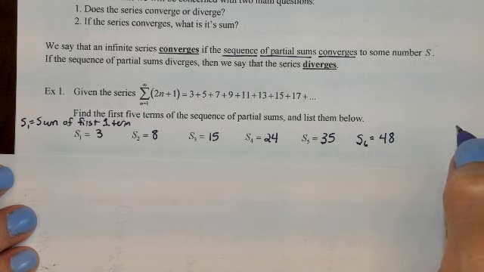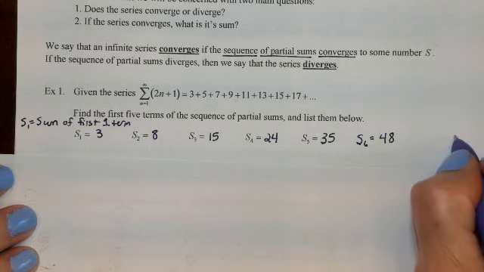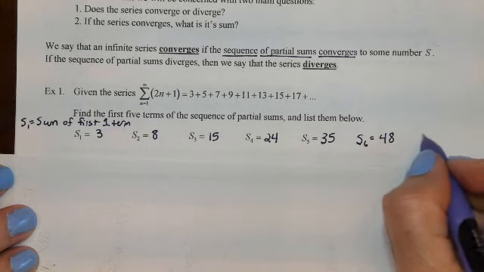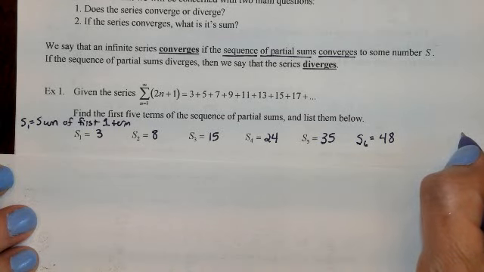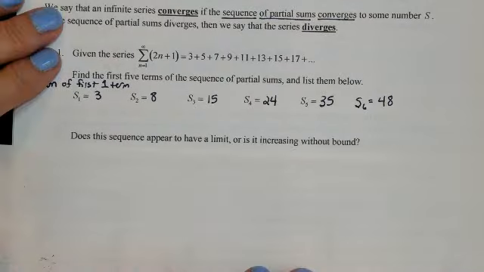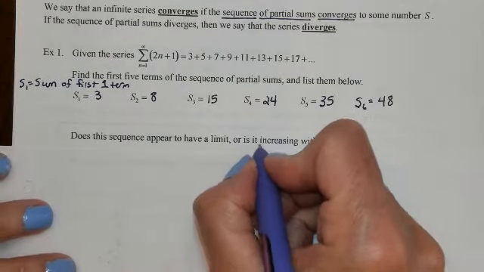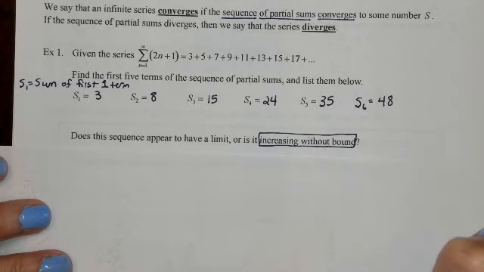What is this thing doing? Is it going to converge to a number, or is it going to keep on getting bigger and bigger and bigger and bigger? Well, it's going to keep on getting larger. So does the sequence appear to have a limit, or is it increasing without bound? It appears to be increasing without bound.